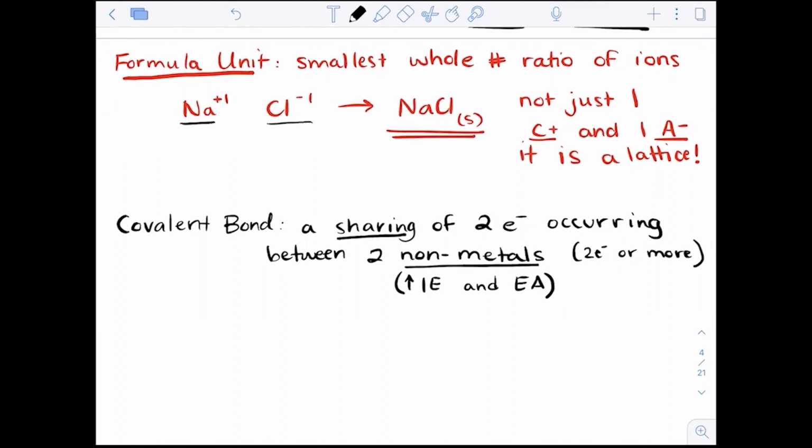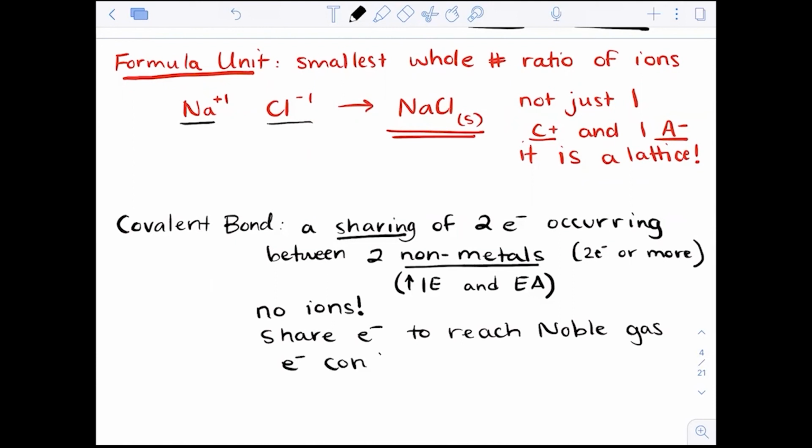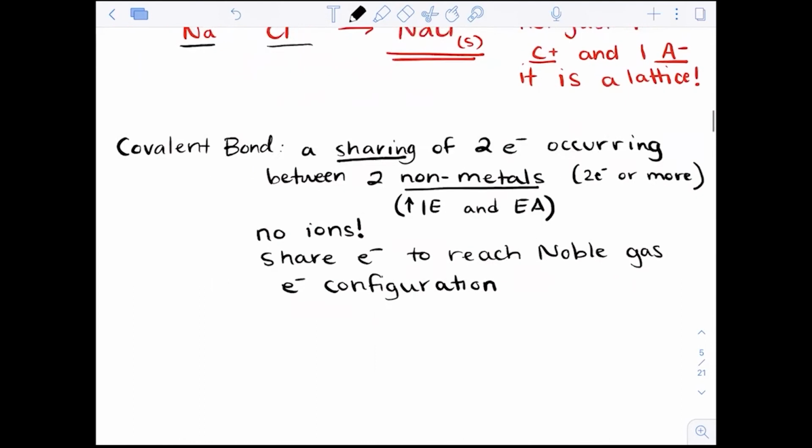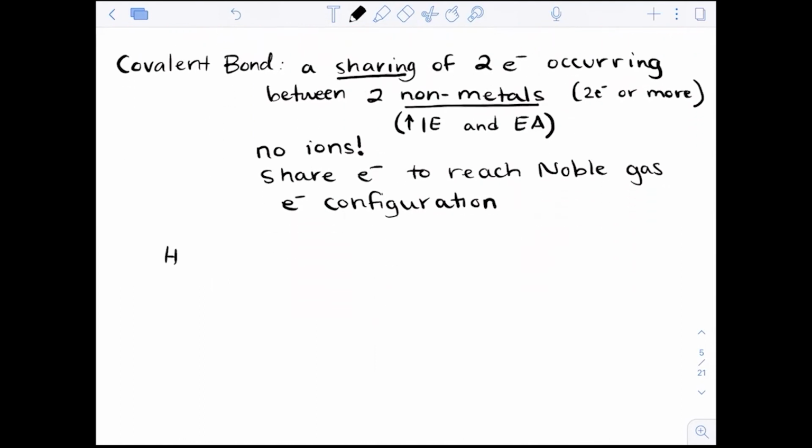For a covalent compound, we do not see ions. There's going to be a stability in sharing electrons. We will share electrons to reach the noble gas configuration. So the sharing occurs between the 2 nuclei, and it will be a very structured look.